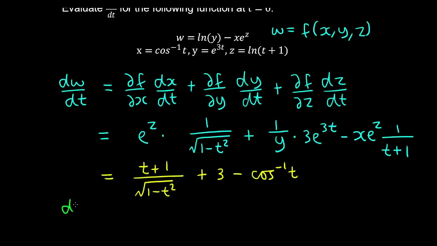And evaluating the derivative at t equals 0, we get 1 plus 3, and the arc cosine of 0 is pi on 2. So we get 4 minus pi on 2.